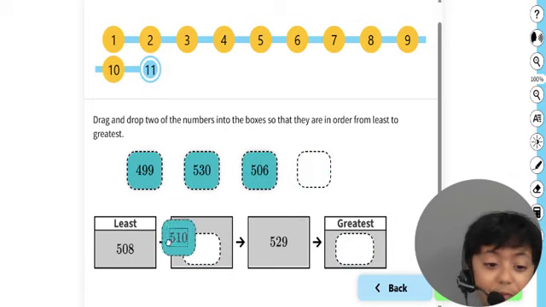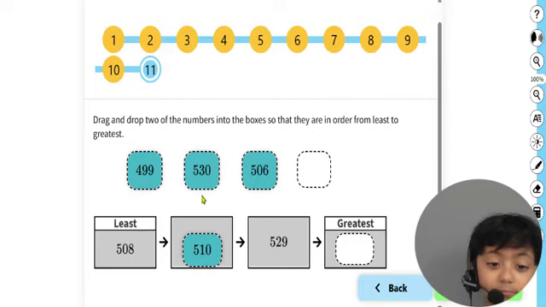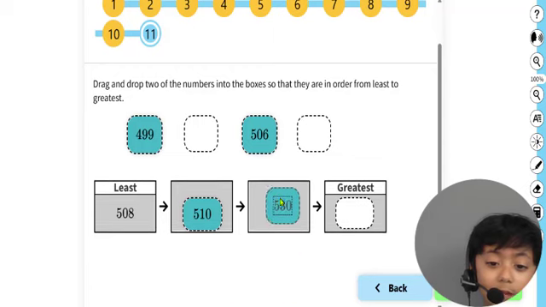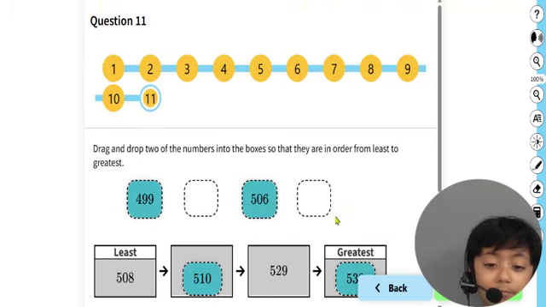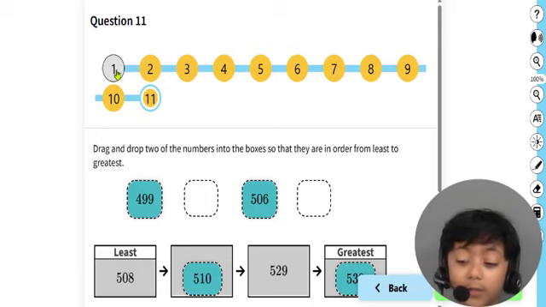510 fits between 508 and 529. So it goes here. 530 is the only number here that is greater than 529, because we know that these two numbers are less than 508. So they cannot come here or here. This is our answer. But wait, if we're wrong on one of them, we could get the question wrong. So you should review for your EQAO test.